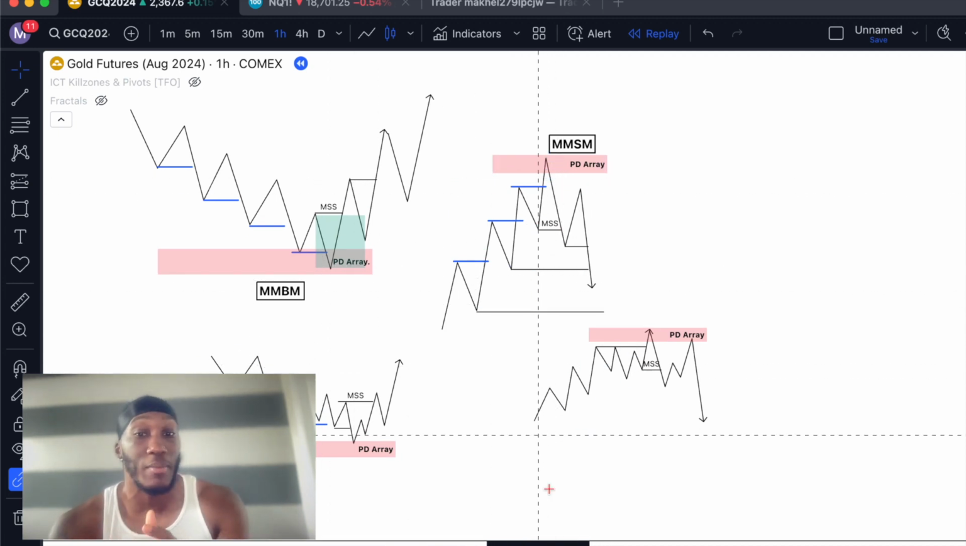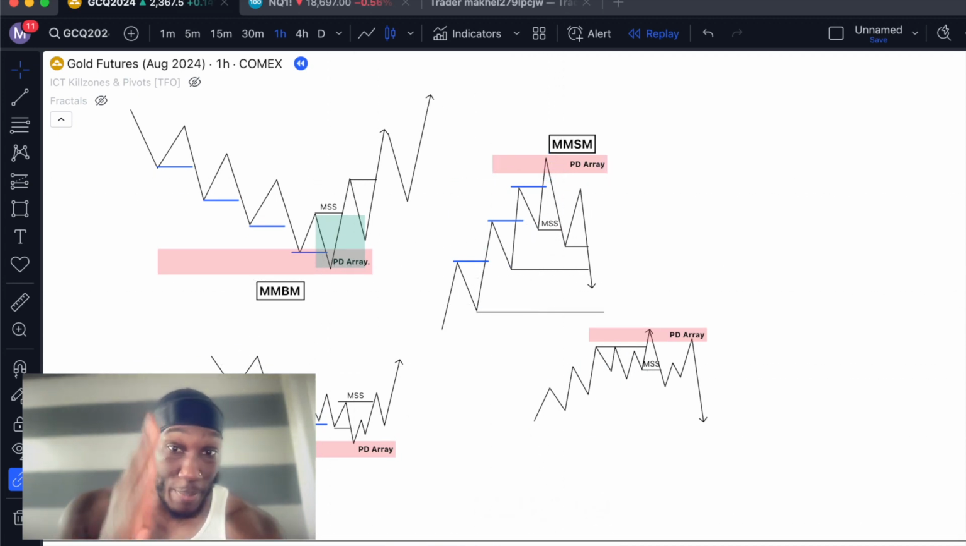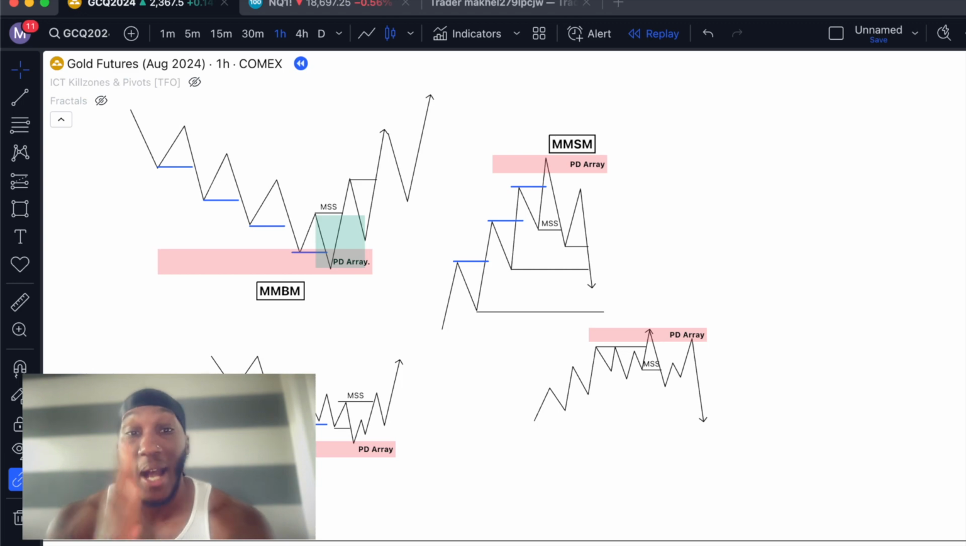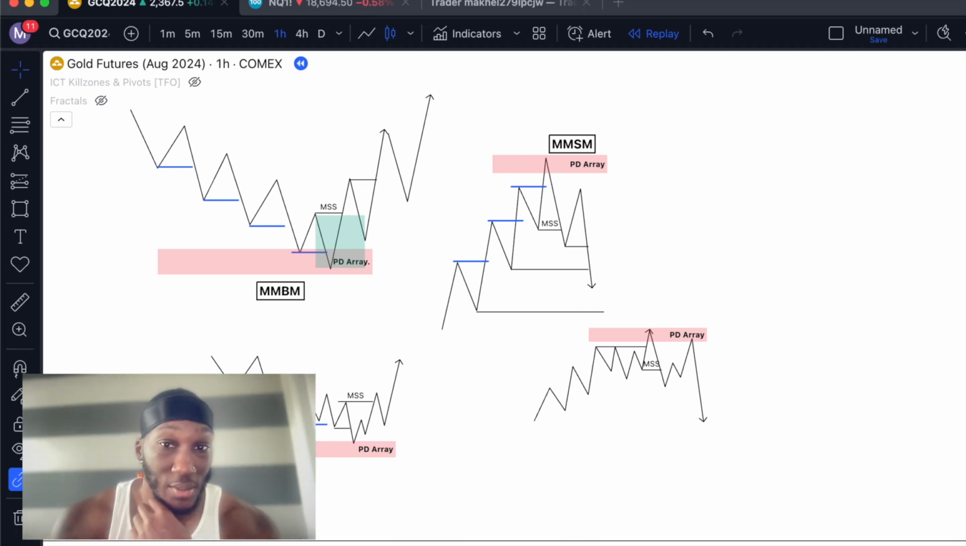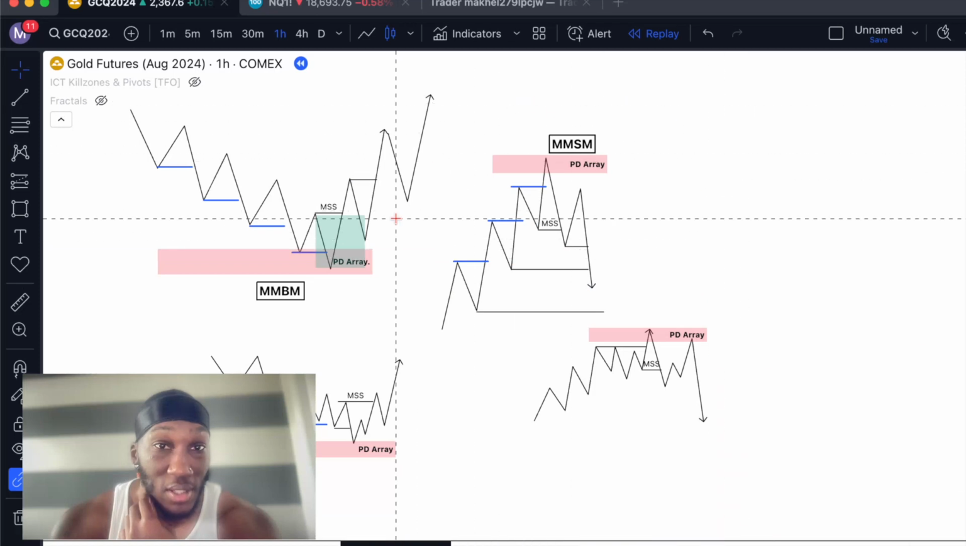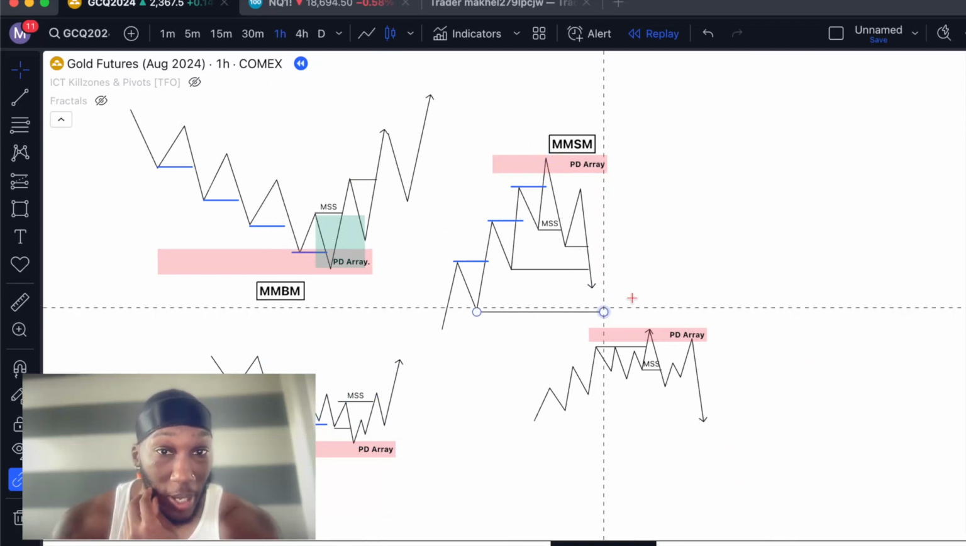This is to sum it up in general. Once price is bearish, you're looking for a higher time frame PD array to buy from. If price is bullish, you're looking for a higher time frame PD array to sell from. In other words, a reversal. So this is what you do in a sell position and a buy position. So this is the whole synopsis of the market maker buy model and sell model.